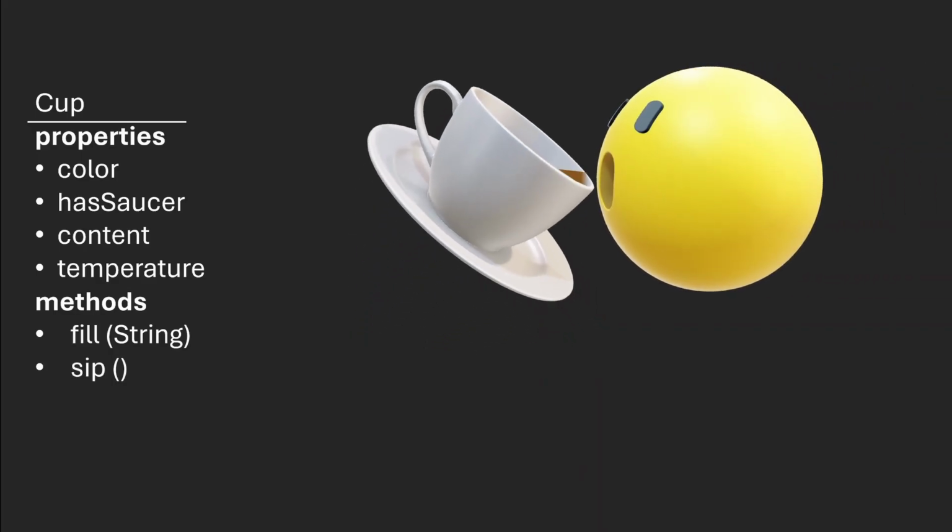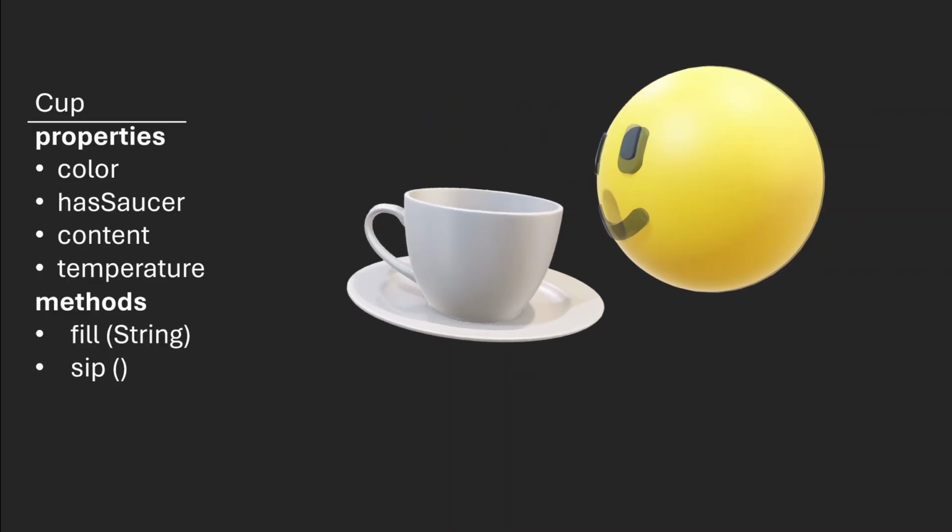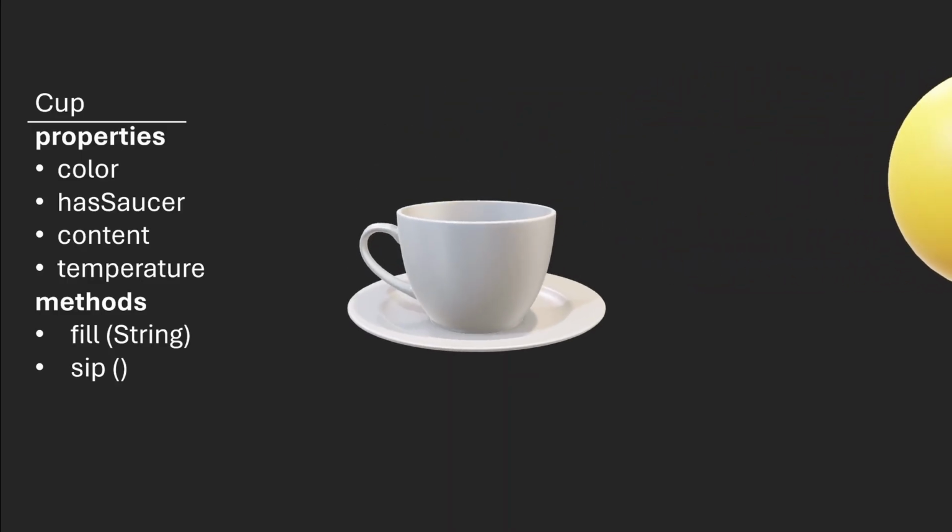Clearly I had too much time on my hands here. For the sip method, I define no arguments. The method does not require any data to work with. I could maybe define the size of the sip or whether to first blow on the hot content, but I just keep it simple here.